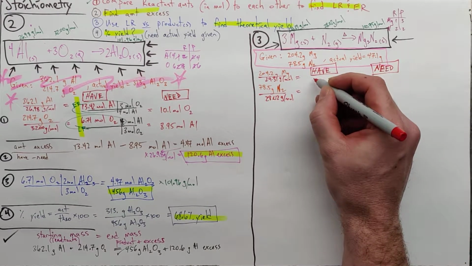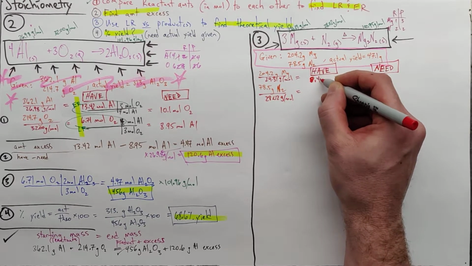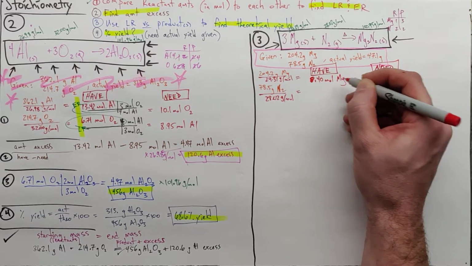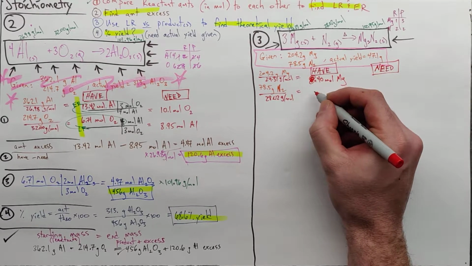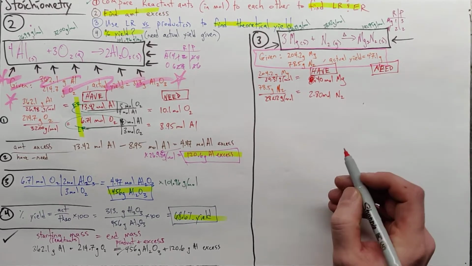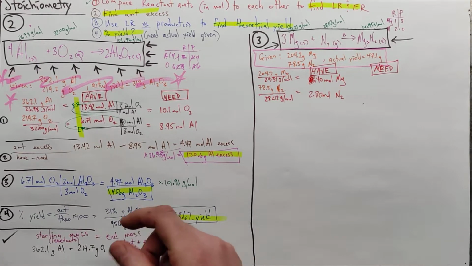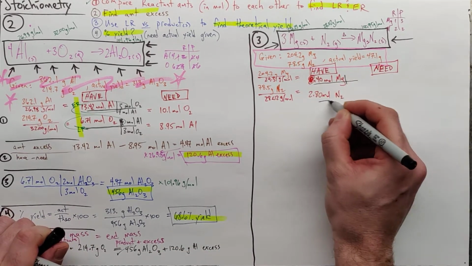In this case, we end up with 8.40 moles of magnesium and 2.80 moles of nitrogen. All right, we will do our dimensional analysis here to figure out which one of these we have too much of and which one of these we don't have enough of.